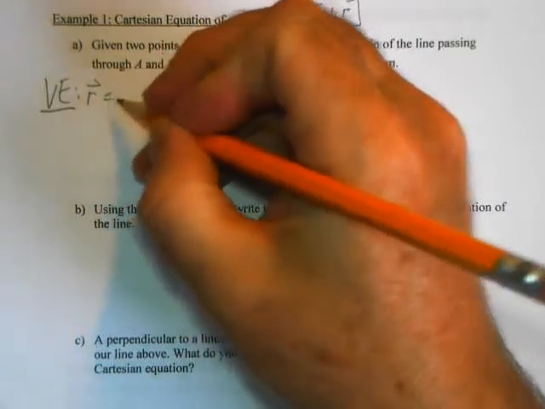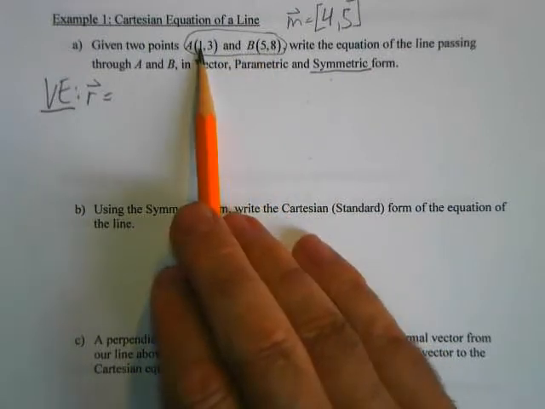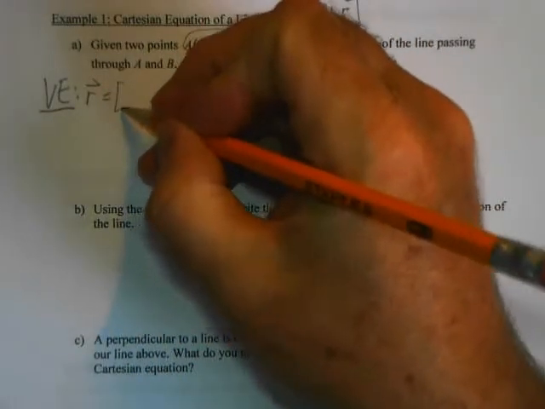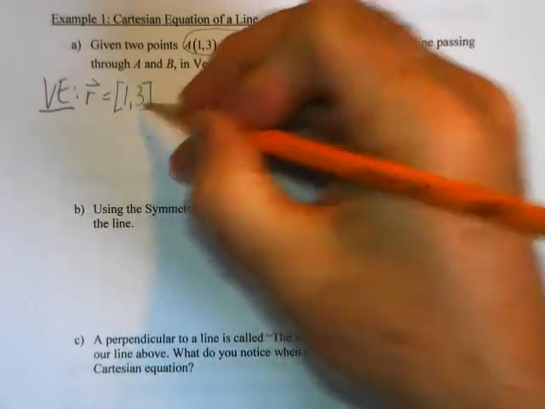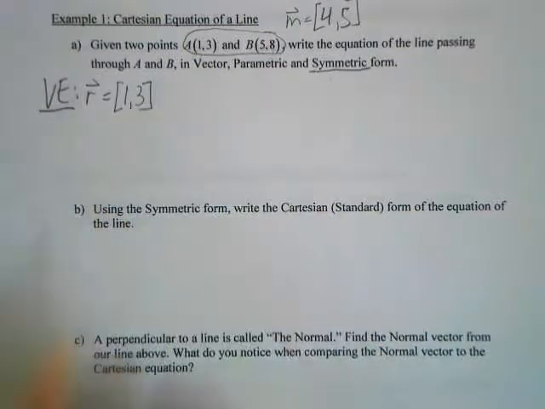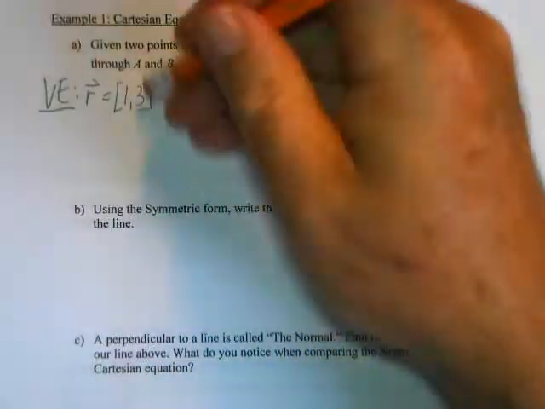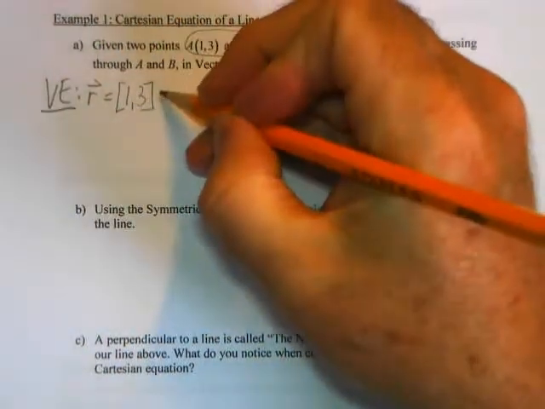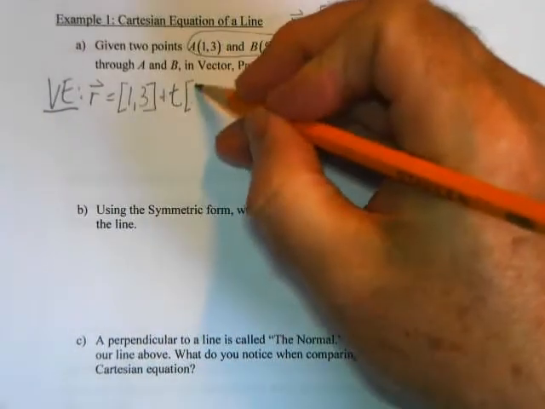I'll just write it as this. I can take my pick of a position vector to either A or B. I'll pick A. So the position vector to A would be 1, 3. That's a vector, not a point. And then I do the scalar multiple of the direction vector. So plus t times the direction vector 4, 5.